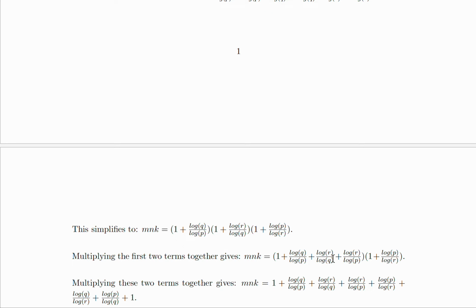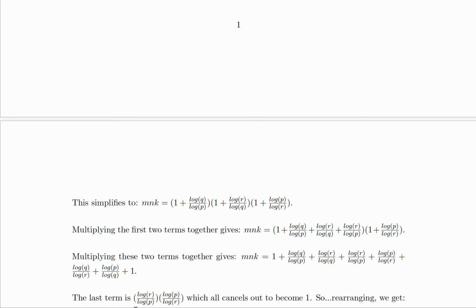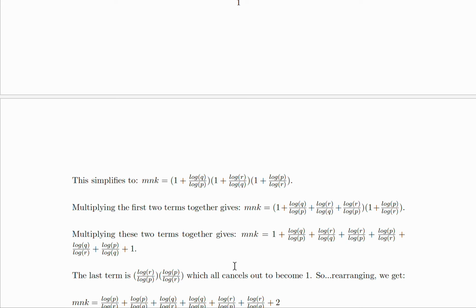Then we multiply this times this. And now the log of r's cancel out. So you're left with log of p over log of q. And finally, the last term, you'll notice, all four of those cancel out. It's log of r over log of p times log of p over log of r, and so that's 1. So we end up with a 1 here. And let's rearrange this whole thing.